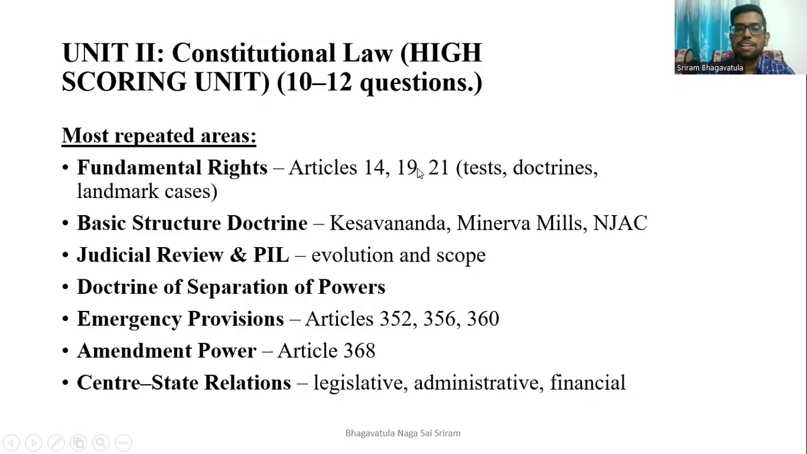Next comes center and state relations. What are the legislative relations between the center and the state, what is the Union List, State List, and Concurrent List, under what matters a body has the authority to legislate, and also the administrative and financial relations are equally important.